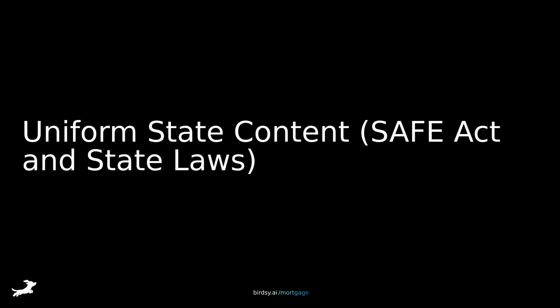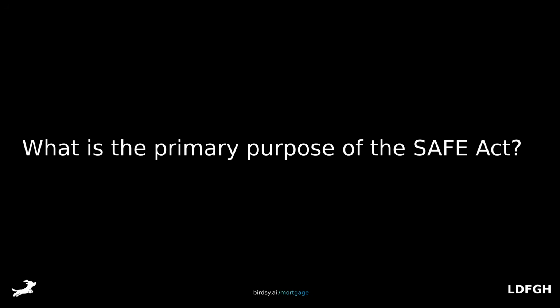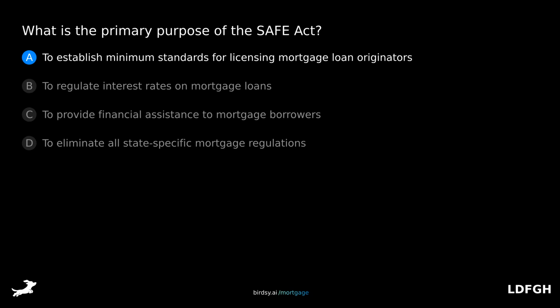Uniform state content, SAFE Act and state laws. SAFE Act provisions and NMLS licensing requirements. What is the primary purpose of the SAFE Act? Is it A. To establish minimum standards for licensing mortgage loan originators? B. To regulate interest rates on mortgage loans? C. To provide financial assistance to mortgage borrowers? Or D. To eliminate all state-specific mortgage regulations? The answer is A. To establish minimum standards for licensing mortgage loan originators.